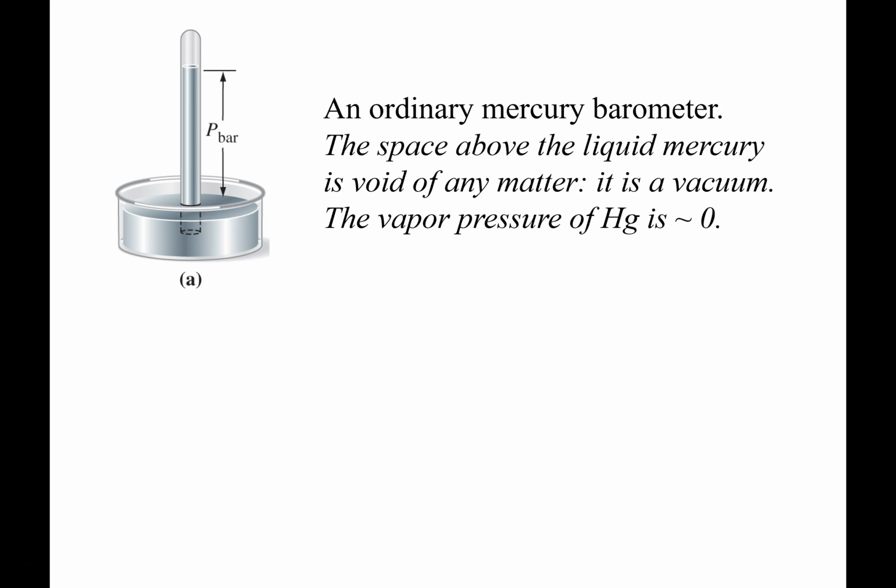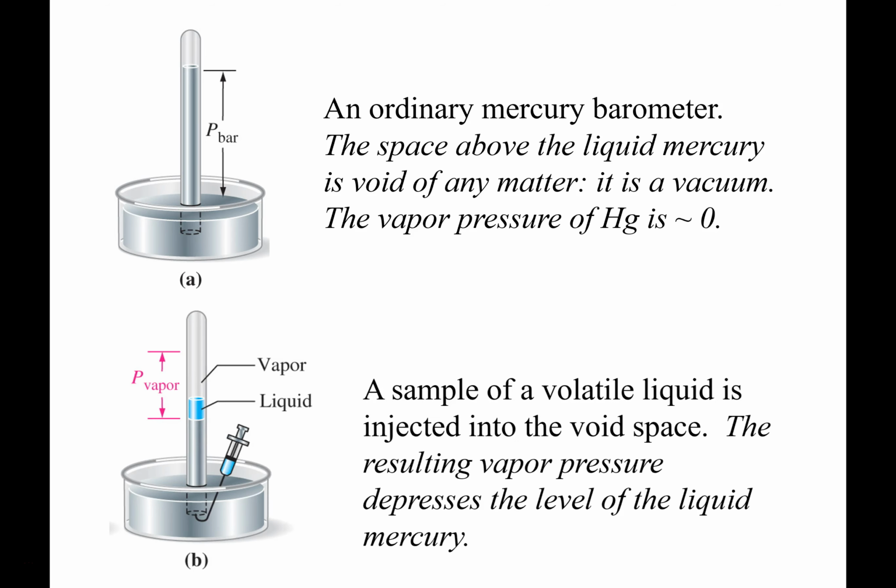BAR stands for barometric pressure, otherwise known as atmospheric pressure. So that's just reading the pressure of the atmosphere. We can also use this liquid mercury barometer in a different way, not as an atmospheric pressure gauge, but to take a liquid. The blue is the liquid in the syringe, and we're going to talk about volatility. It's a relatively volatile liquid, which means it's going to go from its liquid to its gaseous phase pretty easily.